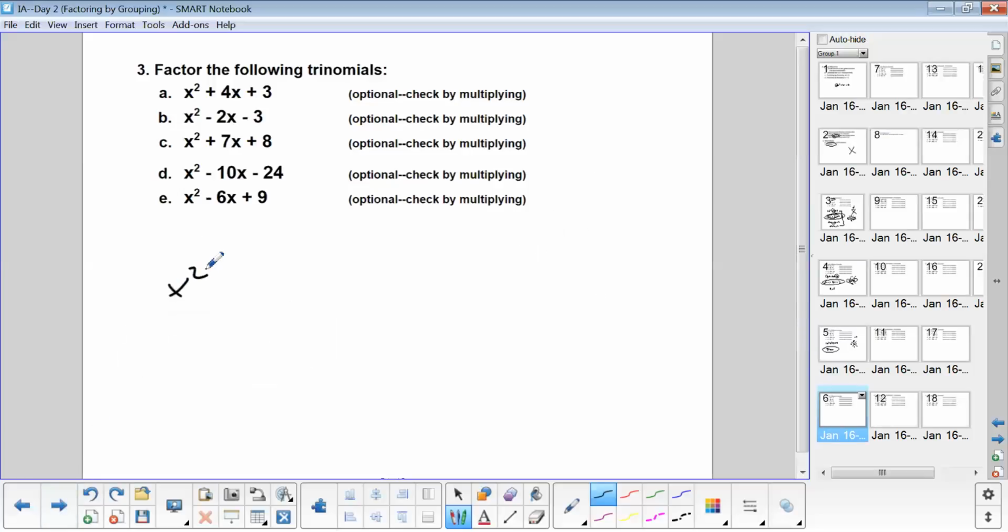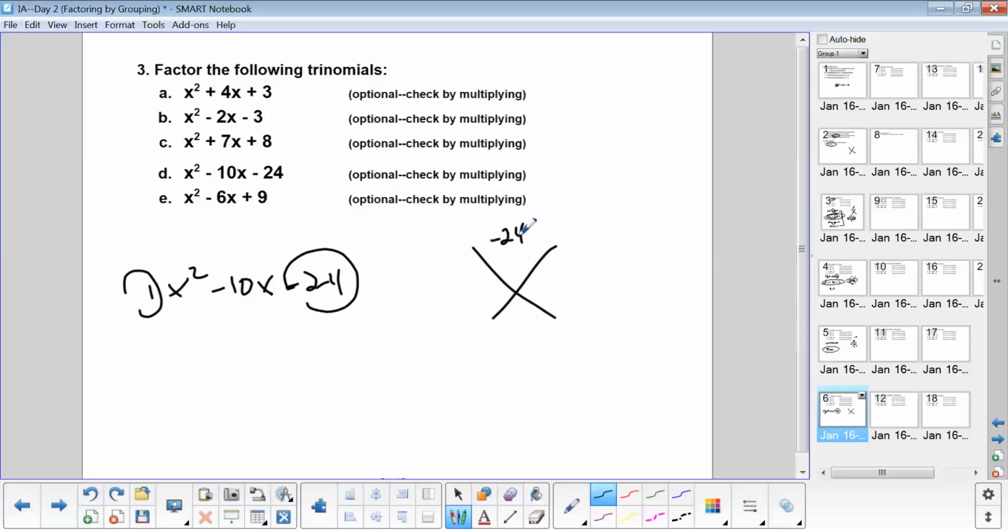Next, we've got x squared minus 10x minus 24. And we're always looking at this sign here. So that's 1 times a negative 24, so that gives us negative 24. What are two numbers that multiply to give me negative 24 and add to give me negative 10, that middle term?